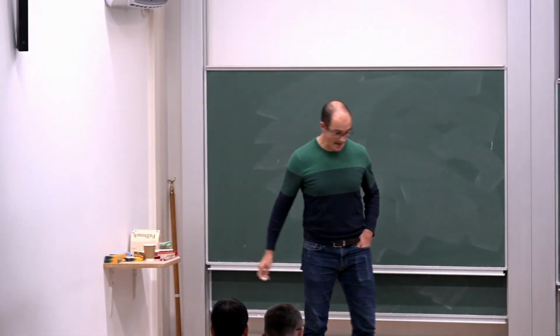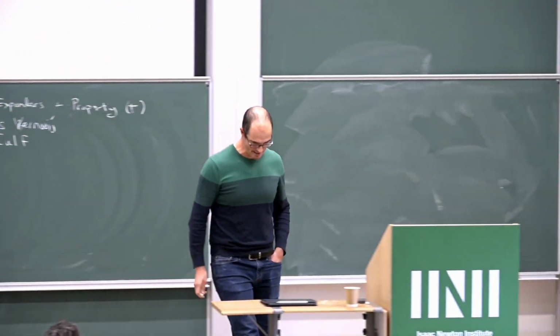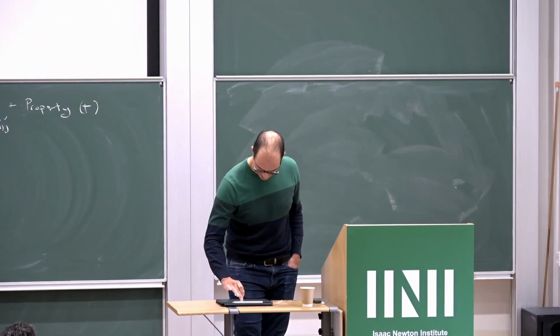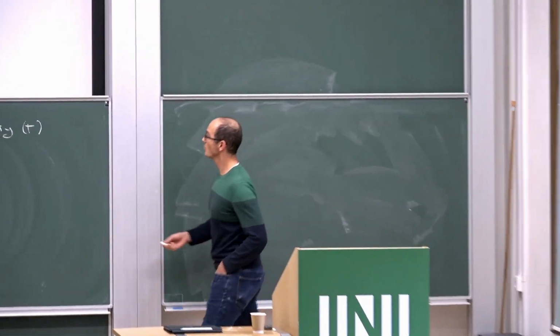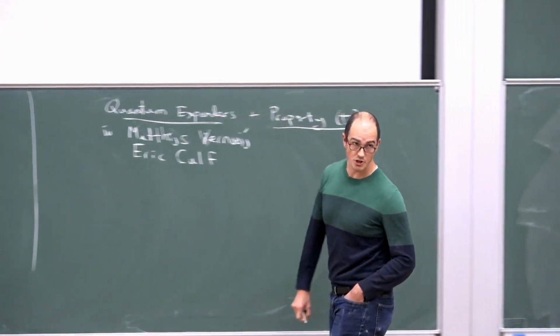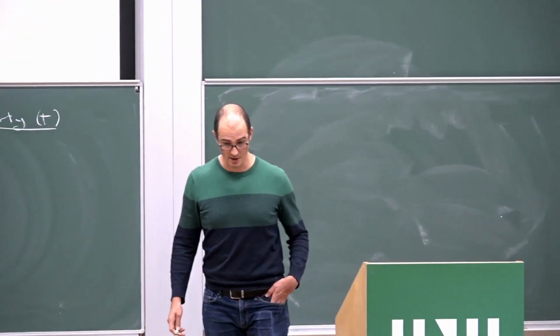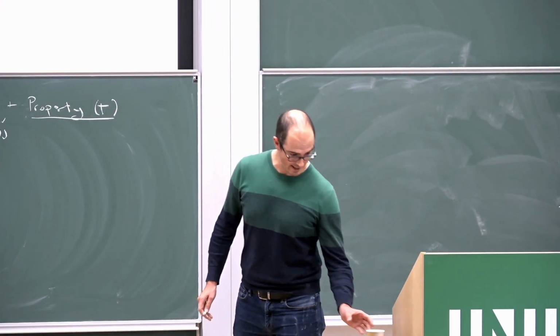I'll probably be a little light on the details given the time constraints. But what I want to talk about is really the notion of an expander graph in the context of quantum information theory.